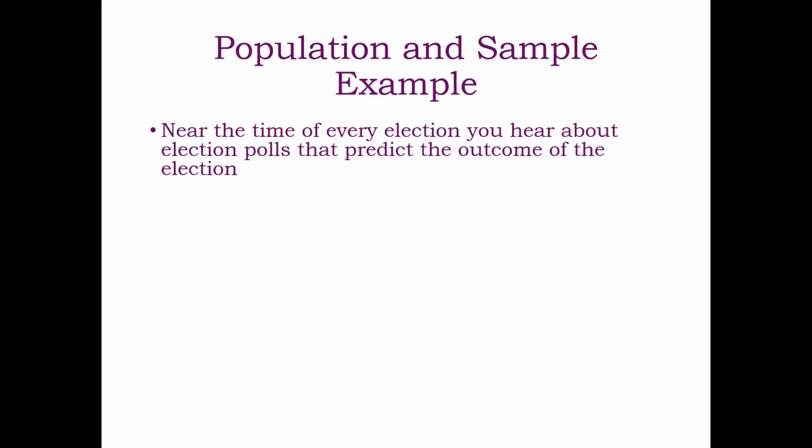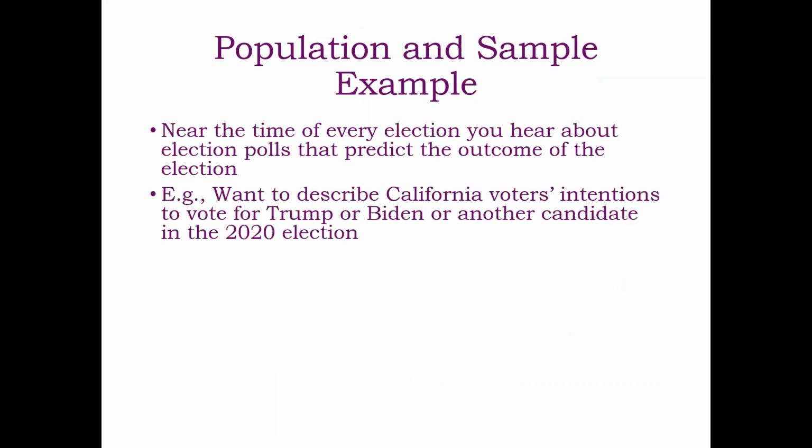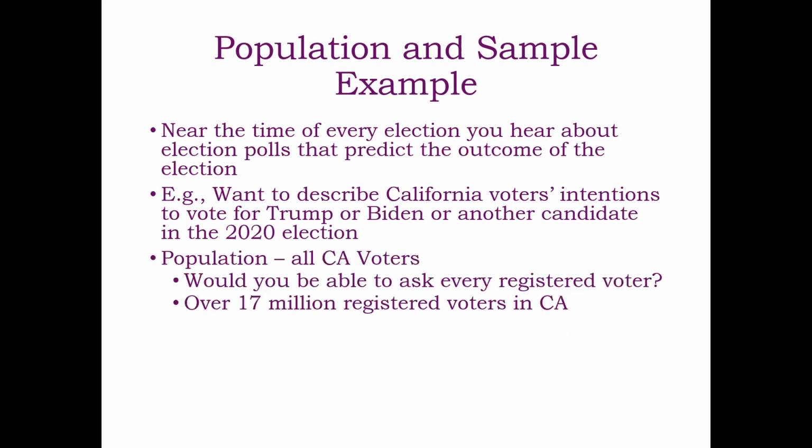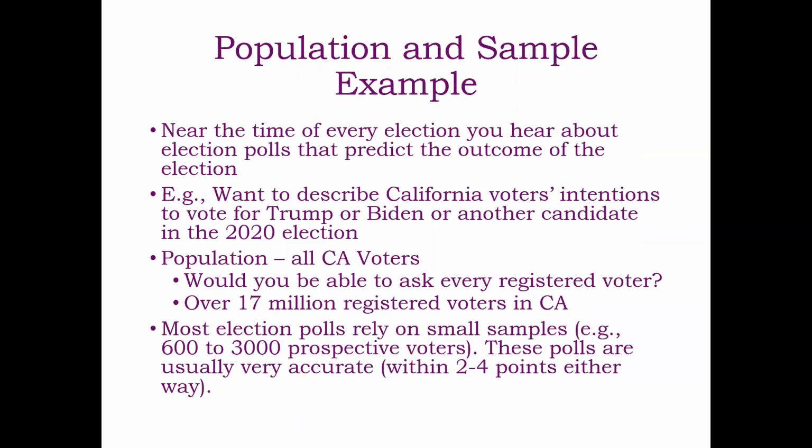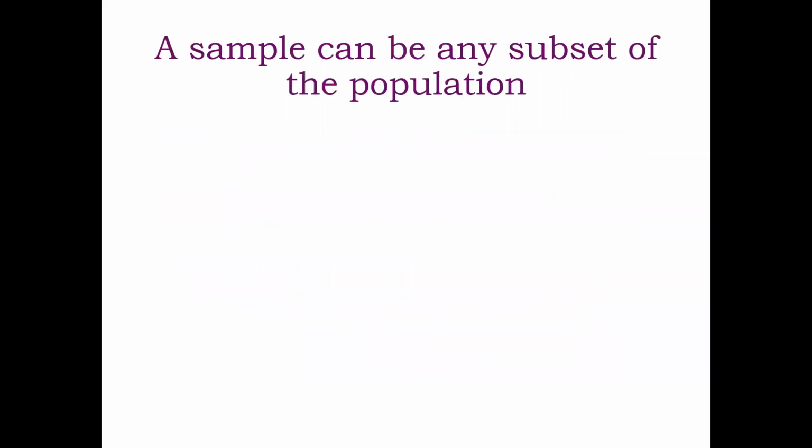So for example, around the time of election year, like right about now, I'm speaking in October 2022, you hear about polls that predict outcomes of elections. So what if you wanted to, for example, back in 2020, describe California voters' intentions to vote for Trump or Biden or whoever, right? The population would be everybody in California because you want to predict the California vote. You want to be able to ask everybody in 17 million registered voters, right? Most election polls rely on small samples, such as 600 to 3,000 prospective voters, and these are pretty accurate, but we know that polls are not always right. And we'll get into that more.